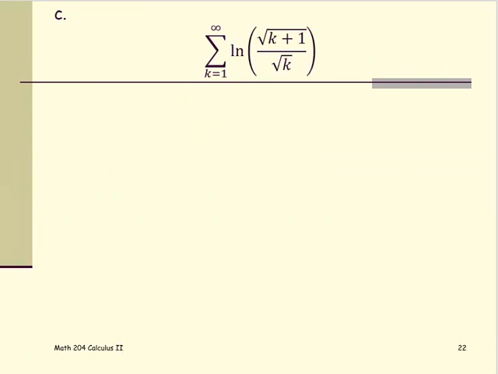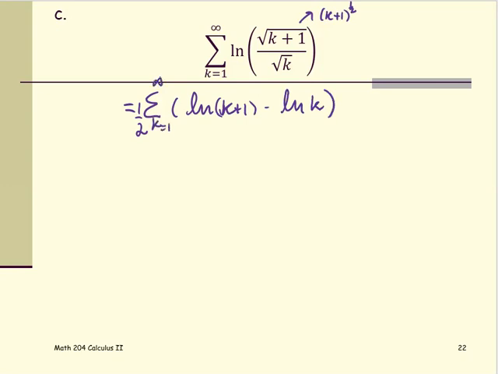In this example, we have the natural log of the square root of k plus 1 over k as the nth term of this series. Use the log property: the log of a quotient is the difference of the two logs, and also the power 1 half is the same as the square root. So then this series can be rewritten as 1 half as a common factor of the difference of the natural log of k plus 1 and the natural log of k, where k is starting from 1 to infinity.